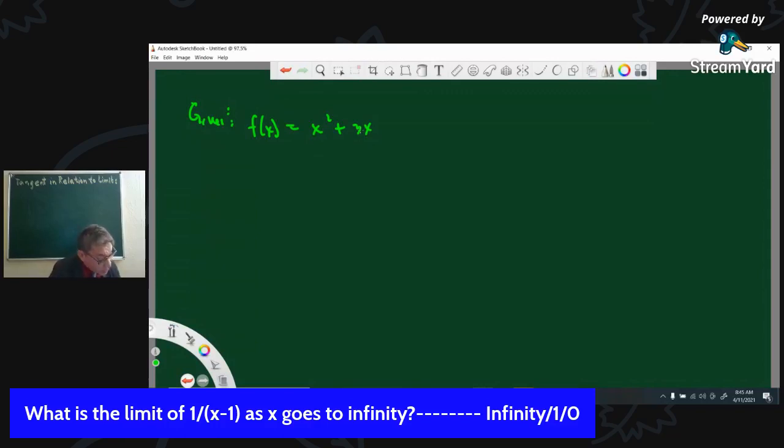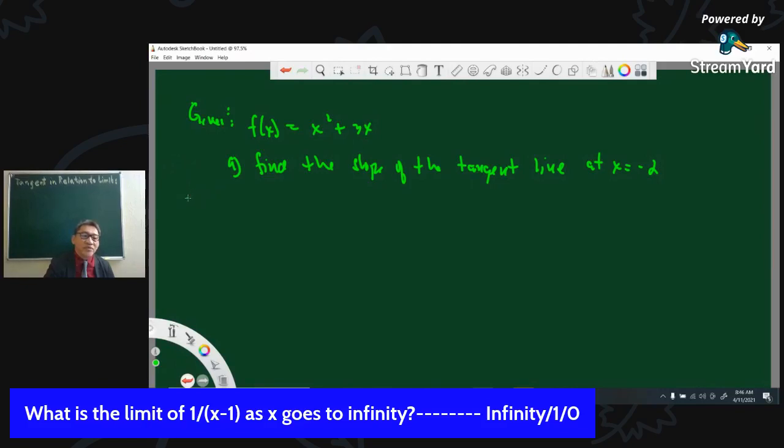So the first thing is to find the slope of the tangent line at what point? At x equal to negative 2. So what are we going to do with this? Let's do that first, letter A.